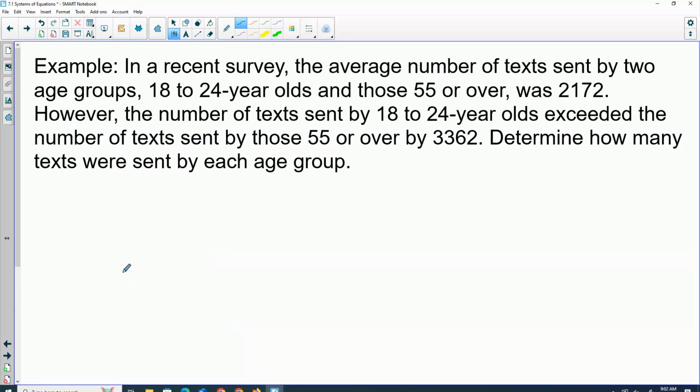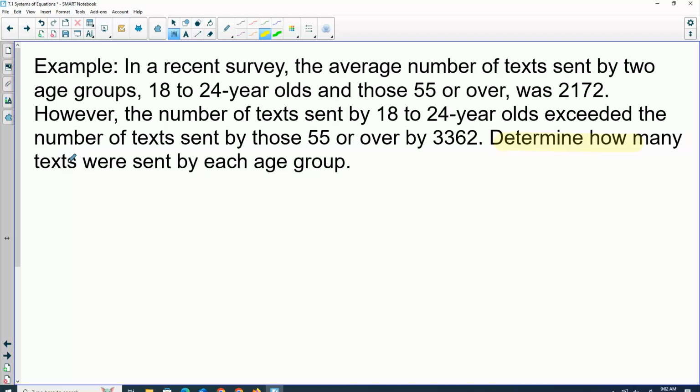So we do our formula. In a recent survey, the average number of texts sent by 18 to 24-year-olds and those 55 or over was 2,170. However, the number of texts sent by the 18 to 24-year-olds exceeded the number sent by the 55 or over by 3,362. Determine how many texts were sent by each age.